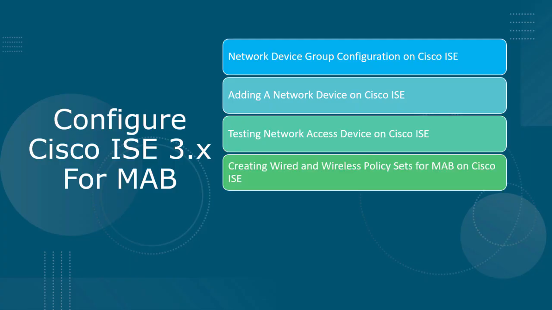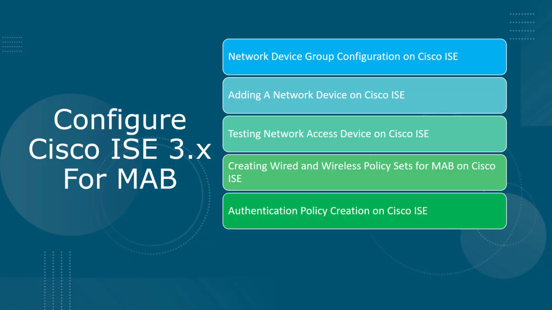After testing, we will create wired and wireless policy sets for MAB on Cisco ISE. We will also create some of the 802.1x wired and wireless policy sets just to make them ready for 802.1x if you need it. And you will understand the order between those wired and wireless policy sets for MAB, so you will be able to configure them on your real live deployment.